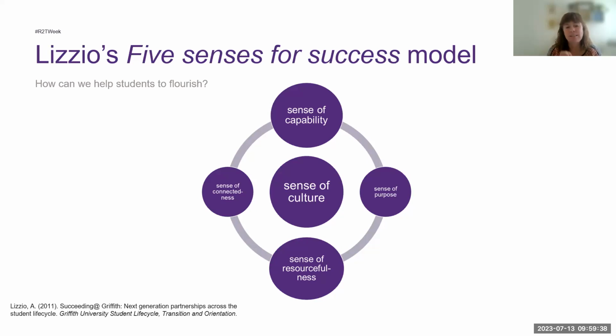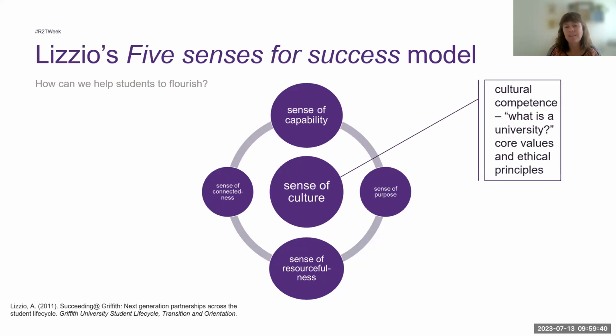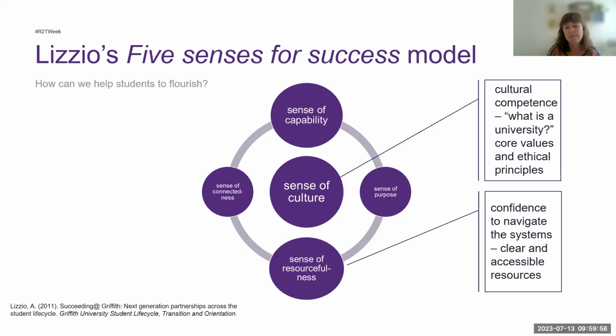So we start with this sense of culture. What is a university? Students need to feel this sense of cultural competence in order to settle down into their studies. What are the core values and the ethical principles that they need to understand to work well in this space? And with that comes this idea of confidence to navigate the system, a sense of self-efficacy in finding resources. So we need to ensure that those resources are clear and accessible to the students.